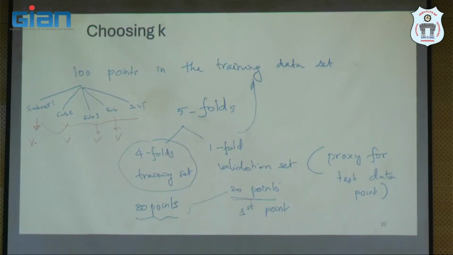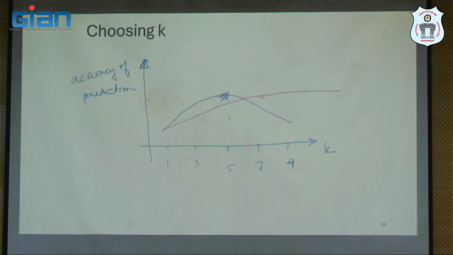So you will have 5 sets of information, and for each you will have a plot like this. You will take the average of the 5 accuracies of prediction for different k, and you will come up with a cumulative plot. Okay? So this will no longer be just the accuracy of prediction from one validation set, but the average accuracy of prediction over 5 validation sets. This type of technique is called 5-fold cross validation.